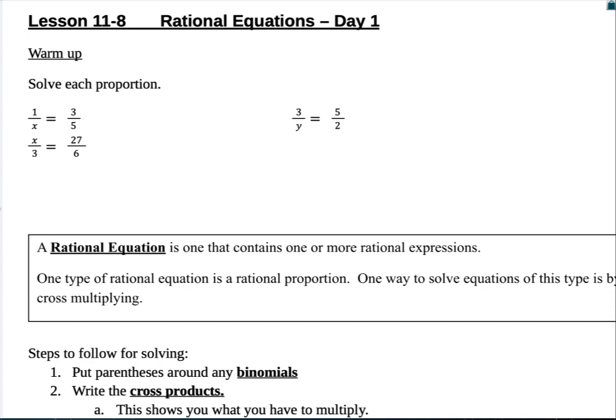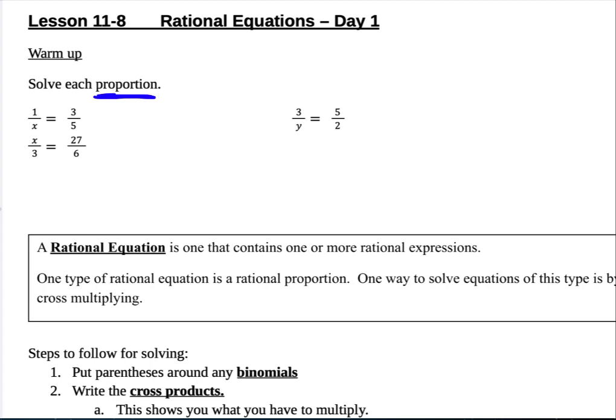Now that we've spent some time working with rational expressions, how to simplify them, how to multiply them, how to divide, now we're going to take them to an equation. How do I solve an equation that involves some fractions? So for the first part of this lesson, we're going to focus on fractions that are one fraction on either side. So it's going to look like a proportion.